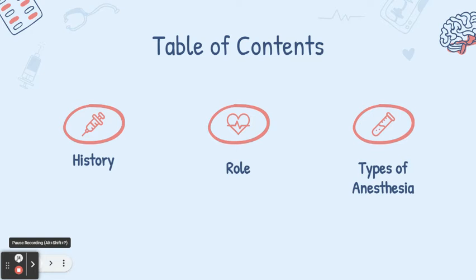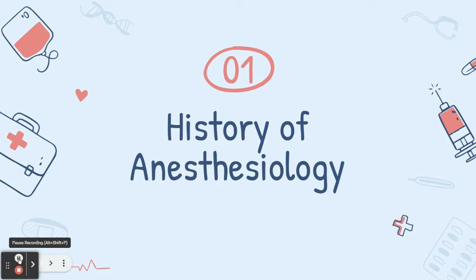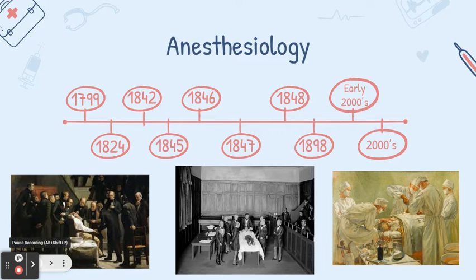In this quick video, we will go through the history of anesthetics and anesthesiologists. We will go into the role that anesthesiologists play in our lives currently, and also talk about a few different types of anesthesia. First, the history of anesthesiology. In 1799, a British chemist named Davy Humphrey was the first to suggest the idea of using nitrogen oxide as an anesthetic to numb pain.